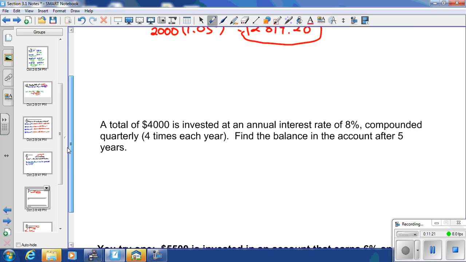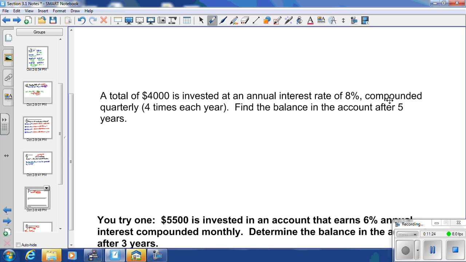In the second example here, I want to do one where we compound quarterly, which means 4 times a year we're going to give you interest. In this problem, 4,000 is invested at an annual interest rate of 8%. That's how much we get for the whole year. But we're going to give you interest 4 times a year. Well, that does not mean we're going to give you 8% 4 times a year, because then you'd be getting 32%. So instead we have to take this interest rate, which is the annual rate, and divide by 4. Because each of those 4 times, I'm going to get 1/4 of this interest rate. So that's 2%. So we're going to multiply here by 1.02, not 1.08.